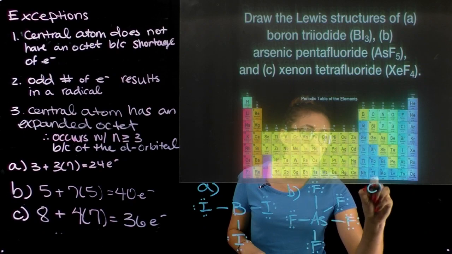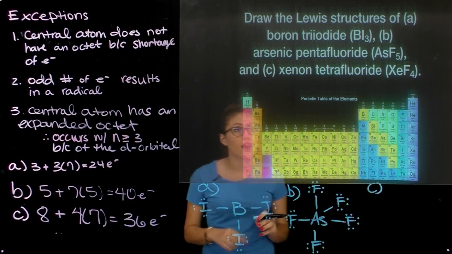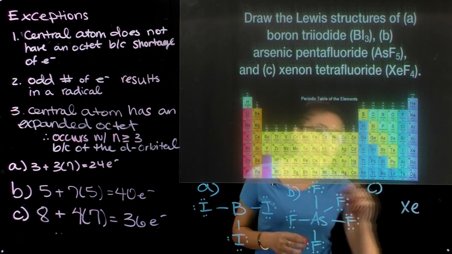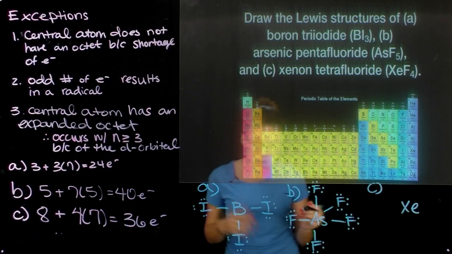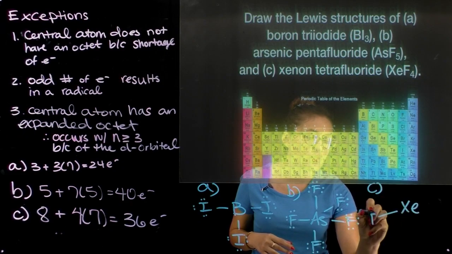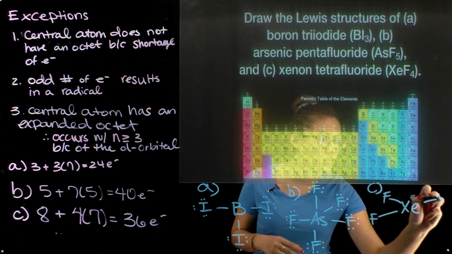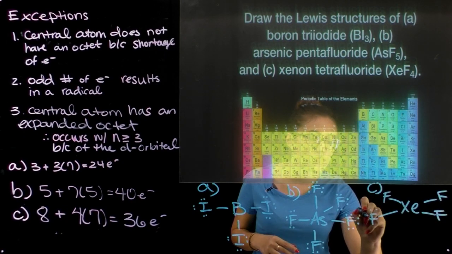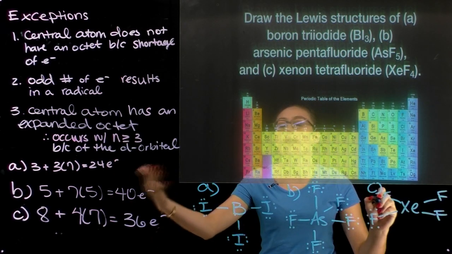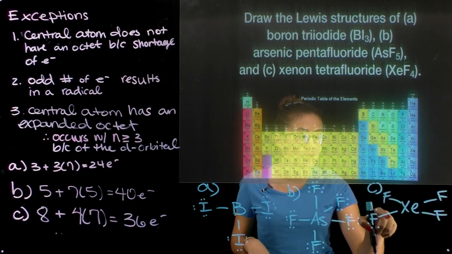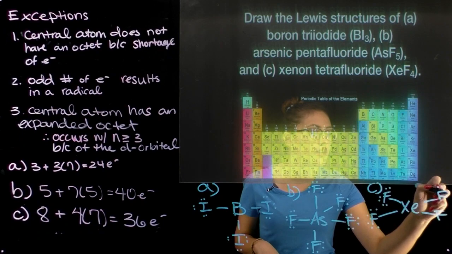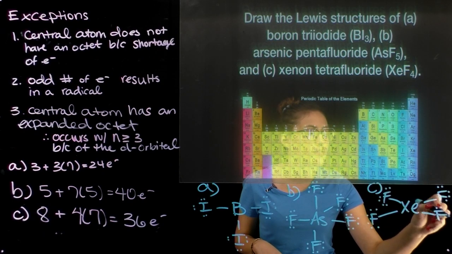And in the last case, we have C, which is xenon tetrafluoride. Xenon is our central atom, and we'll go ahead and distribute the 4 fluorine atoms. In this case, we have 18 electron pairs to distribute, so 18 times 2 is 36. So 1, 2, 3, 4, 5, 6, 7, 8, 9, 10, 11, 12, 13, 14, 15, 16.